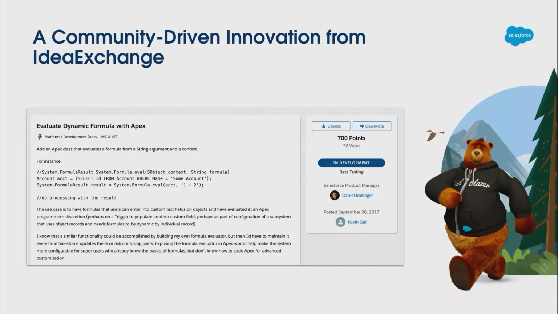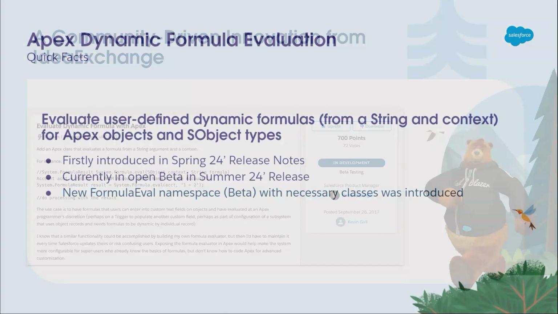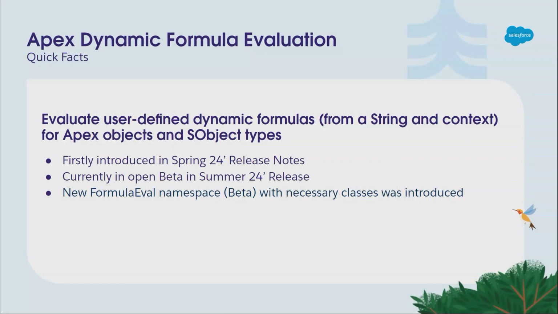Yeah, the idea was really simple, right? Evaluate dynamically a formula from a string in a context. And this is exactly what is available now. Here you have some of the information. Now it's easy to evaluate a user-defined formula for SObjects and a context.